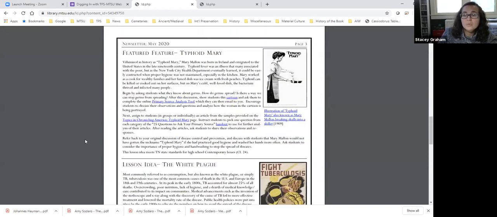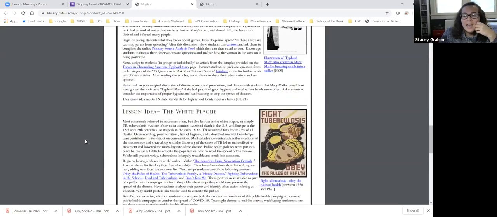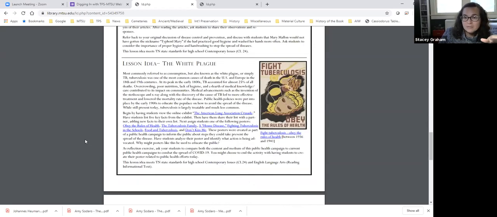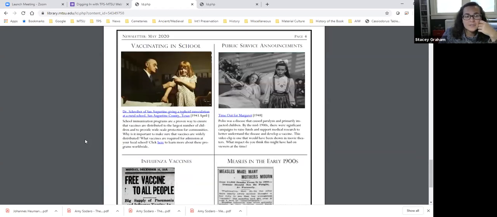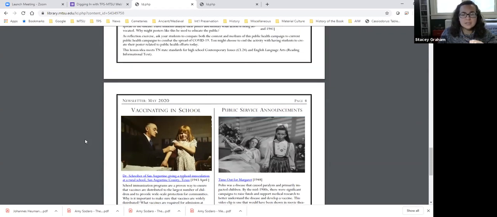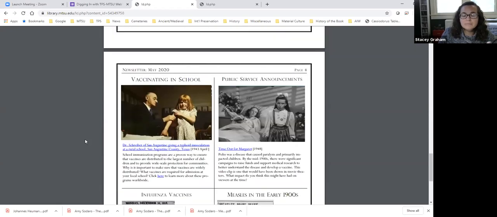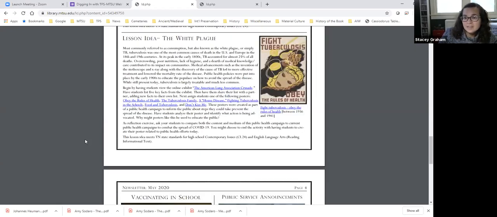And then we have new ones we haven't done before yet on typhoid, specifically looking at Typhoid Mary, and the White Plague, which we're going to delve into in just a couple minutes. And then of course, our page 4 has further resources talking more about vaccines and other diseases too, which we'll talk about a bit more in the resources section later on.